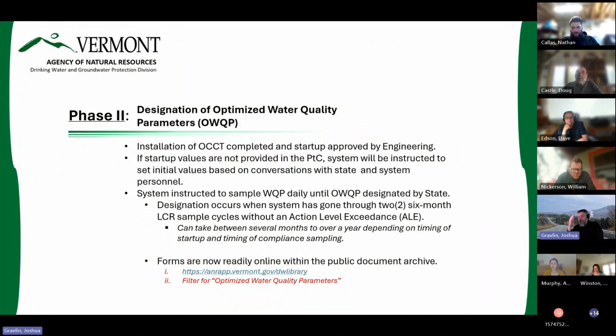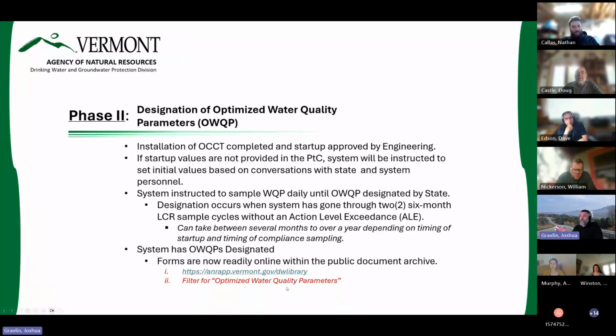So if you do start up in April and you do your first sampling event, say maybe mid-June, and then you do your second sampling event July 3rd or 4th, and everything's running great, you can be designated at that point and likely moved over to weekly sampling for water quality parameters.